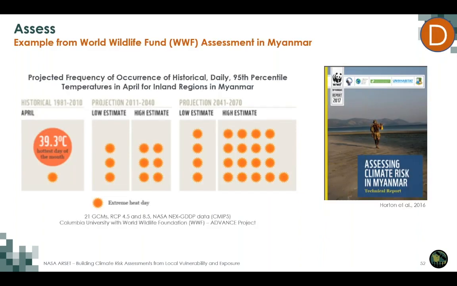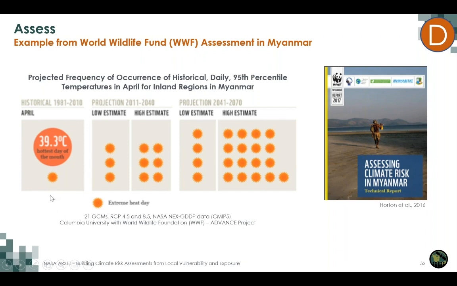One way that we assess useful climate risk information comes from a World Wildlife Fund assessment project that we did in Myanmar. The Climate Impacts Group and Columbia University worked with the WWF to talk to stakeholders in that region about the types of climate events that were of concern. And one thing that we heard was the need to better understand extreme heat conditions in April, which is a very hot month in their monsoon-oriented climate. In the historical period from 1981 to 2010, the event that happened about once a month, so the hottest day of the month on average, was about 39.3 degrees Celsius.